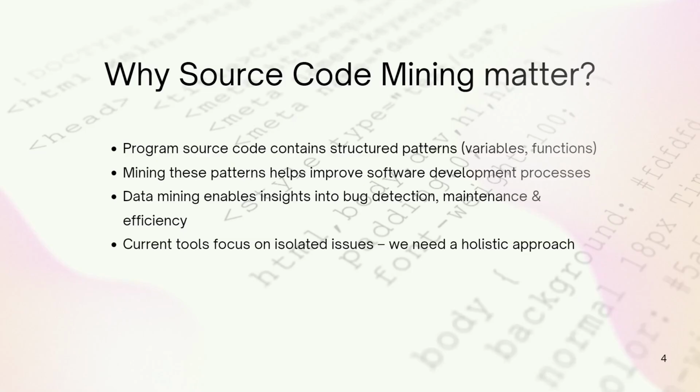Well, how is this different from static analysis tools? Static analysis tools focus on individual files and predefined rules. Source code mining finds hidden patterns across multiple projects, making it more adaptable to unknown bugs. It's like comparing Google search to a library catalog. One's way more powerful.